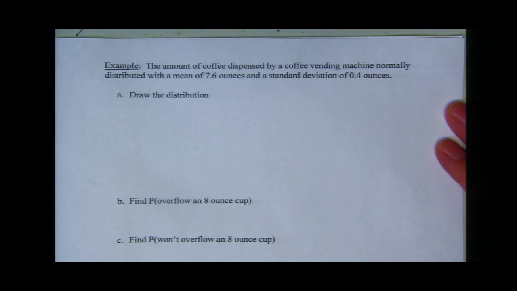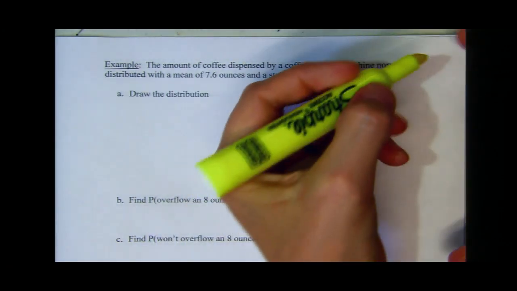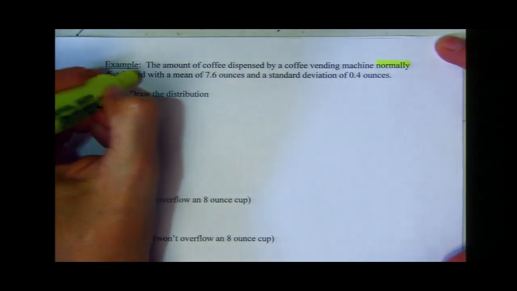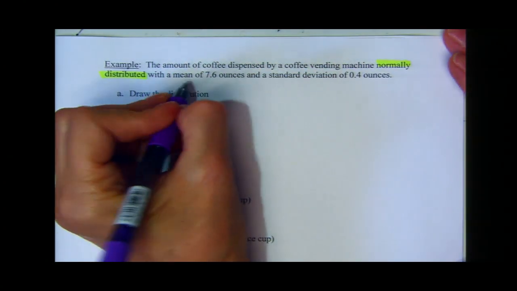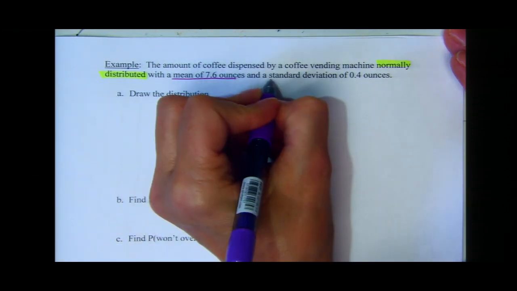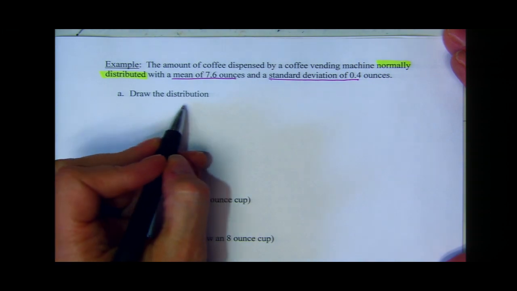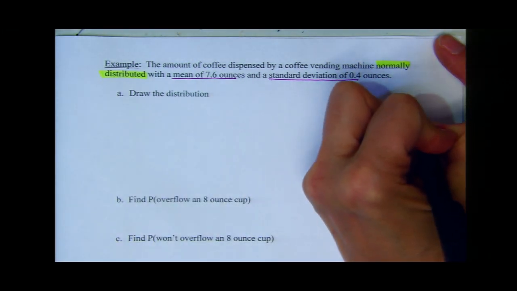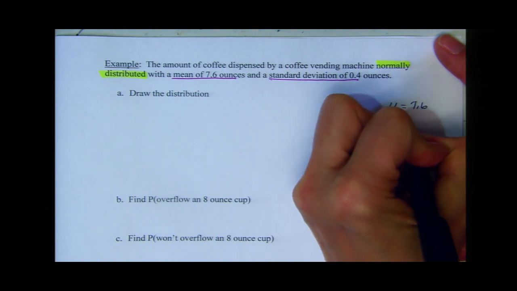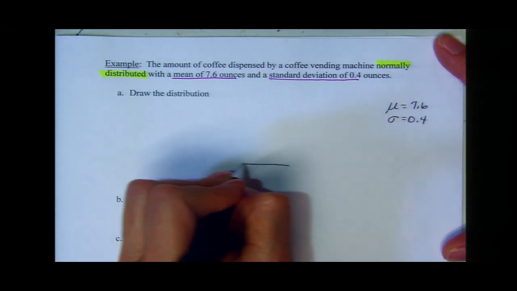The amount of coffee dispensed by a coffee vending machine is normally distributed, with a mean of 7.6 ounces and a standard deviation of 0.4. It first asks me to draw the distribution. Well, they gave me that mu is 7.6 ounces and sigma is 0.4. So I'm going to draw a curve.